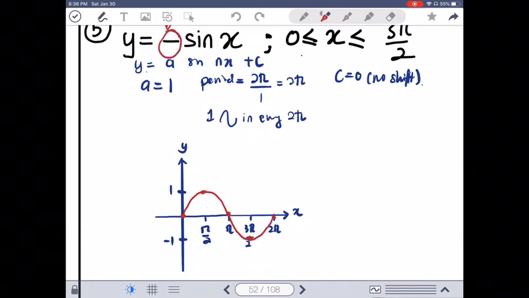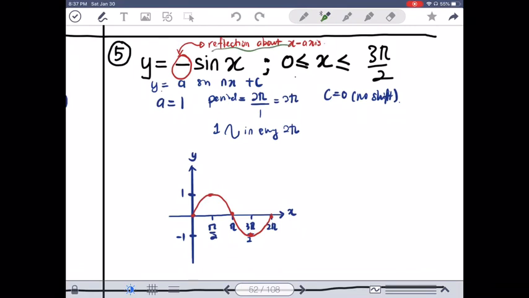But then again, we have a negative. Negative means reflection about the x-axis. So top goes to bottom, bottom goes to top. You will get something that looks like this. Reflect.